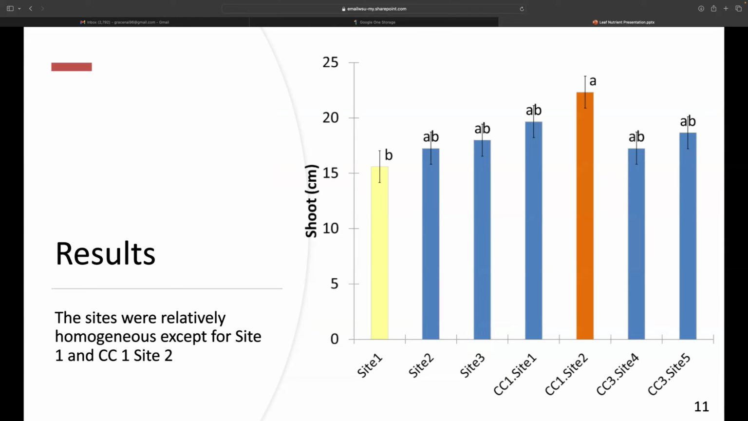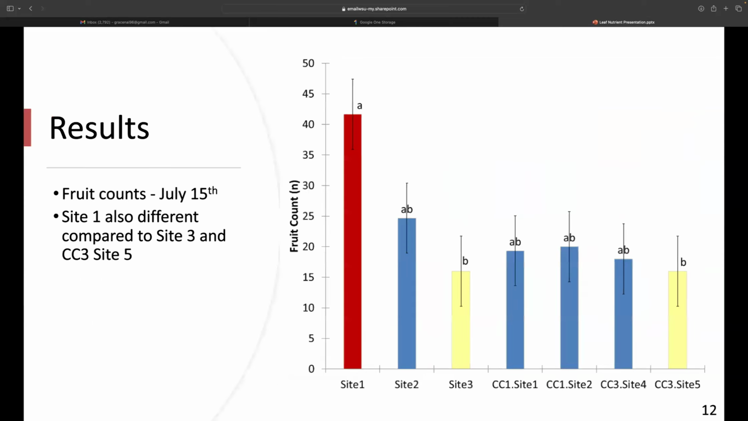Results. The sites were relatively homogeneous except for Site 1 and CC1 Site 2, as you can see in the data. Here in the graphs are Site 1 and CC1 Site 2. First, our goal was to identify whether the data gathered within the orchard varied. Only Site 1 and CC1 Site 2 show a significant difference in shoot growth and Ricker indicated data.